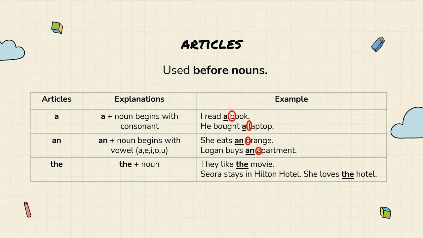The last one is the. The plus noun. Usually for the, we are very specific. For example, they like the movie. And here we are talking about the movie that they have watched. Next, we have Sora stays in Hilton Hotel. She loves the hotel. Here we are talking about Hilton Hotel, not the other hotel. Is that clear?